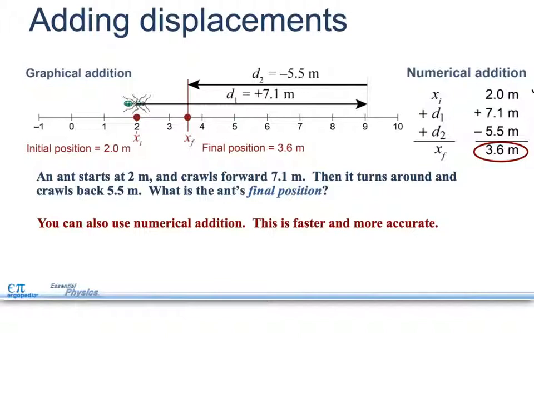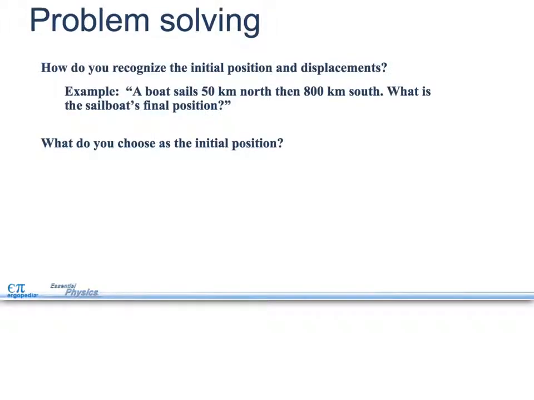You can also use numeric addition. This is faster and more accurate. How do you recognize the initial position and displacements? Example: a boat sails 50 kilometers north and 800 kilometers south. What is the sailboat's final position? What do you choose as the initial position?